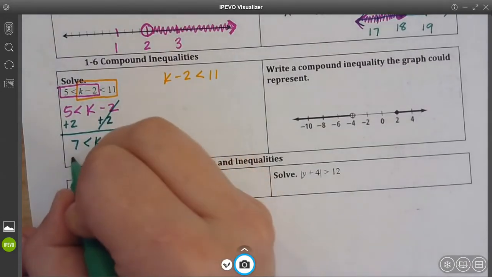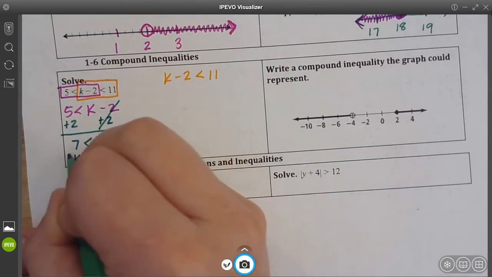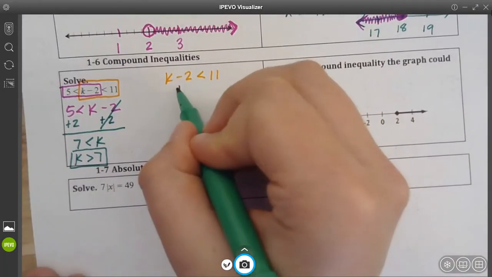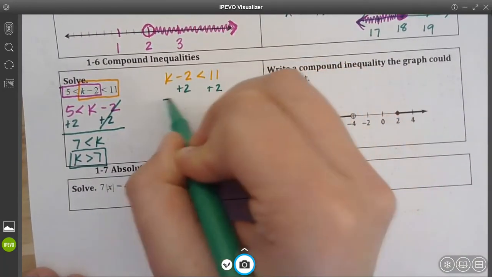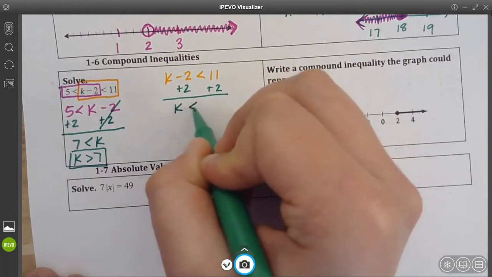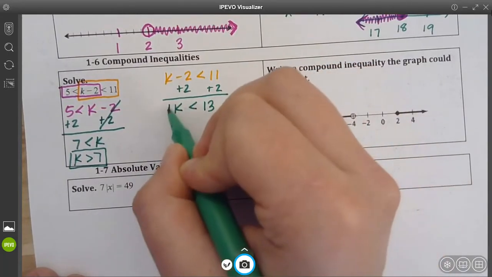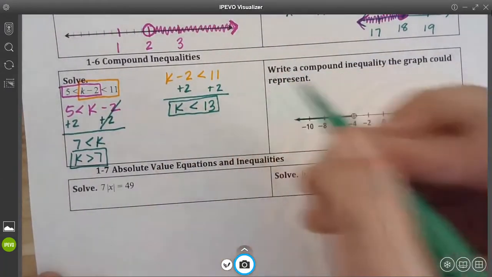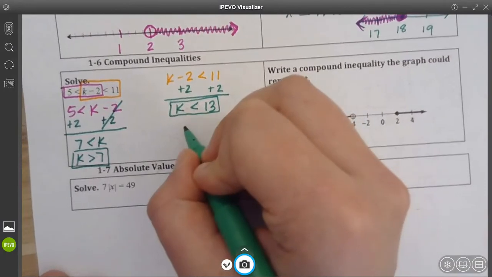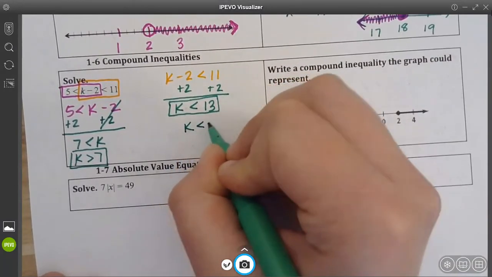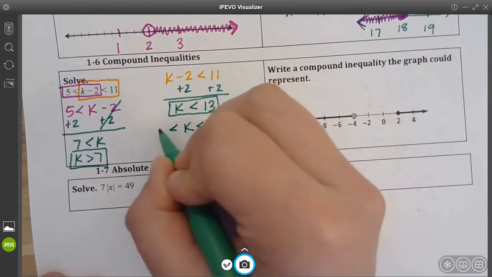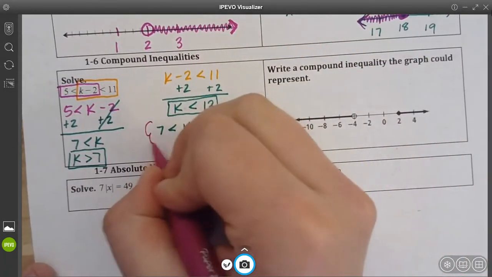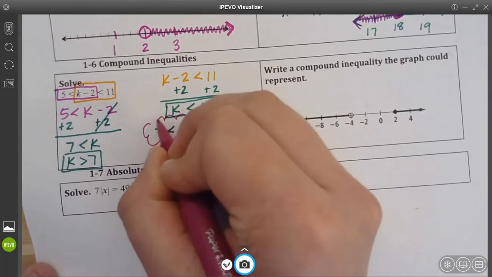I also like to write it with my variables on one side, so I'm going to write k is greater than 7 over here. And then on this one, I'm going to add 2 to both sides as well. And I get k is less than 13. So we can write our final answer here with k in the middle. And it's less than 13, but greater than 7. So maybe we'll put a cloud around this. This is our final answer.